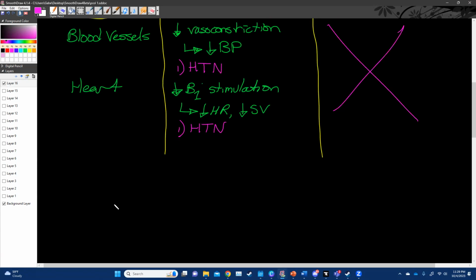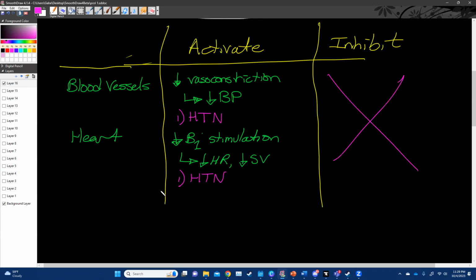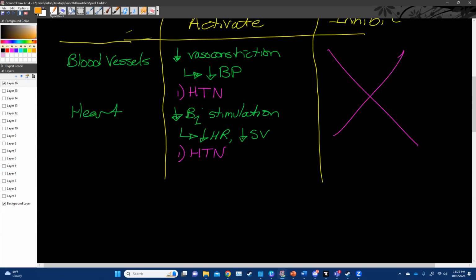Some of the other things that we end up seeing with some of the alpha 2 agonists, I'm just going to list them. Well, actually, we can talk about the eye first. In the eye, alpha 2 agonists innervate the ciliary body, and what they end up doing is they decrease aqueous humor production.